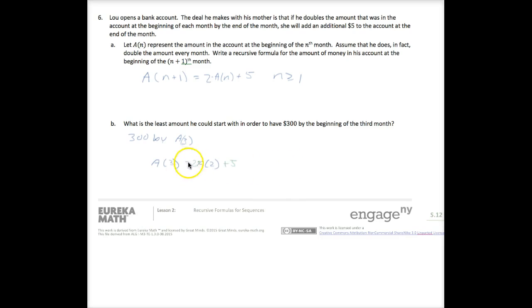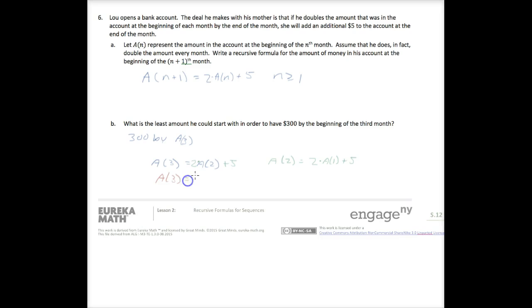The problem here is that we don't know what A2 is. So A2 would have had to be twice A1, plus the 5 his mother would have given him then. So now we know A3 and we want to find A1. Now we really are at a place where, with a little bit of snazzy substitution, we should be able to get the answer.